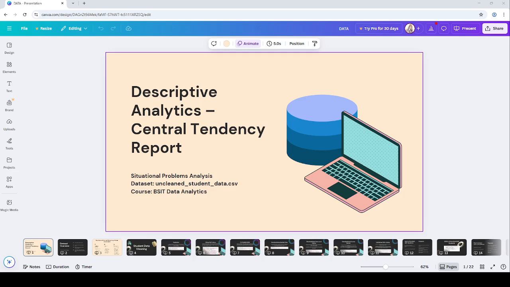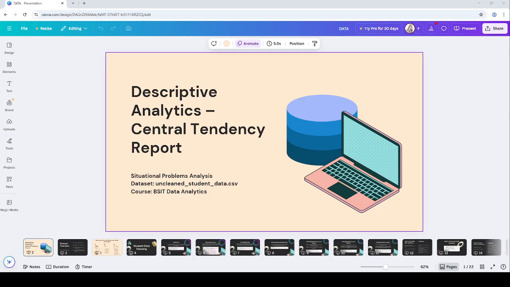And we get the GWA comparison by gender. The first is female. For female, we get a mean of 3.02 and a median of 3.03, and for male the mean is 2.98 and the median is 2.97.